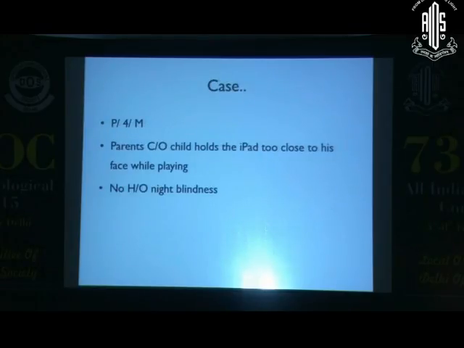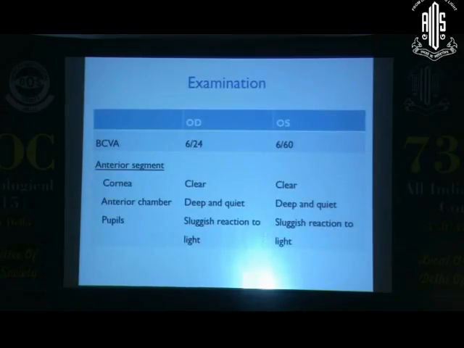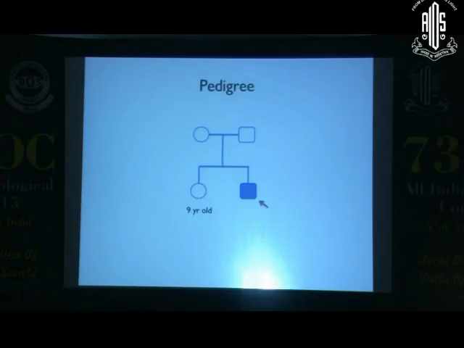This is a very interesting child, a 4-year-old. The father is CEO of a major research lab in India and the US. The main complaint the father had was that the child is holding the iPad too close to his eyes, and otherwise a completely normal child. Otherwise normal birth history, vision of 6/24, 6/60. These are non-consanguineous parents. They have an older child who is normal.